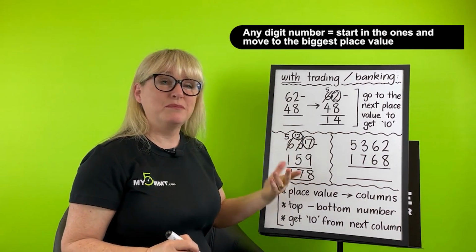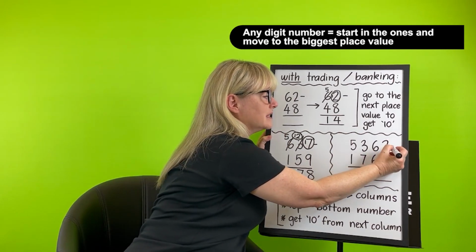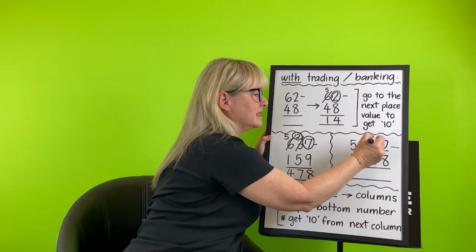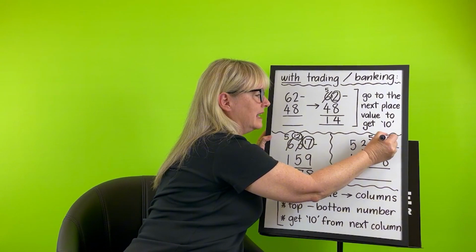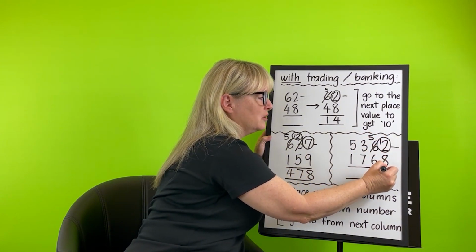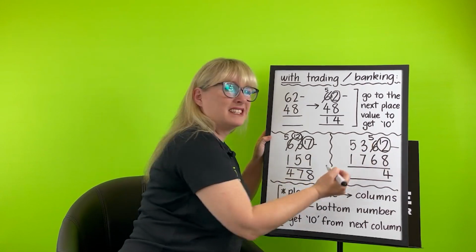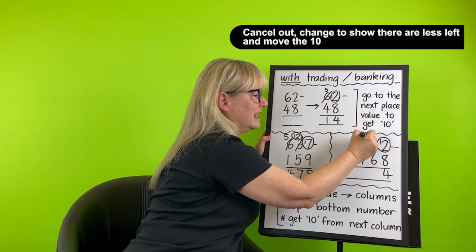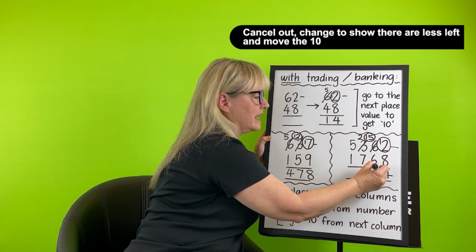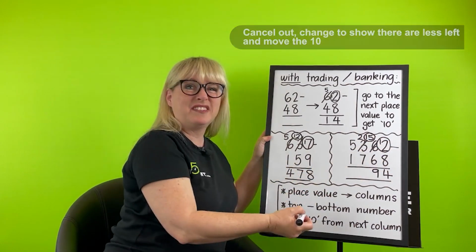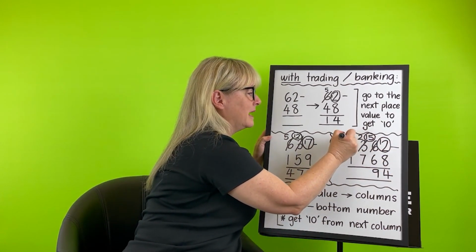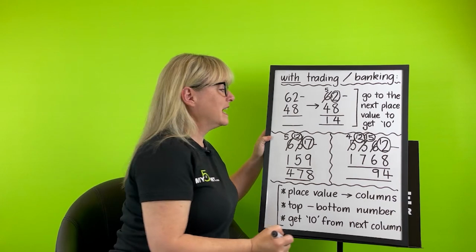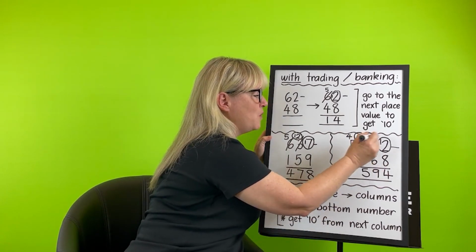Even with 4 digits, I can move across from the ones saying 2 take away 8. I can't do 2 take away 8, so I cancel out my 6 and make it a 5 and put my 10 here. Well, 12 take away 8 I can do, and that's 4. 5 take away 6 I can't do, and again I'm cancelling out, changing this and putting it here. 15 take away 6, well that's 9. 2 take away 7 I can't do. I cross this out, I make it the smaller number, I put the extra here, and now that's 12. 12 take away 7 is 5. And 4 take away 1 is 3.